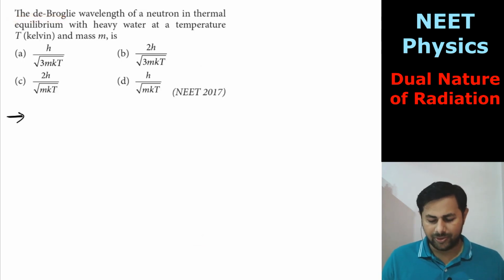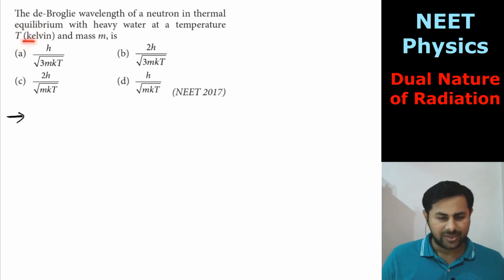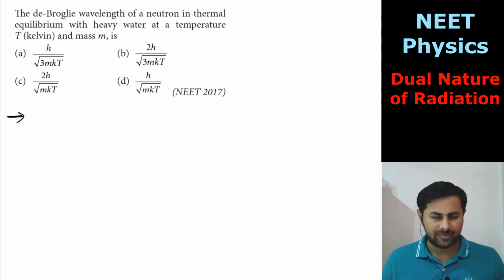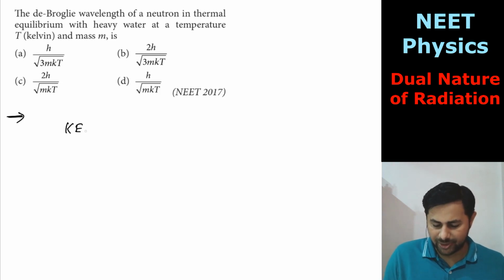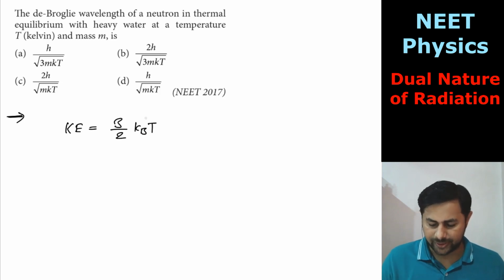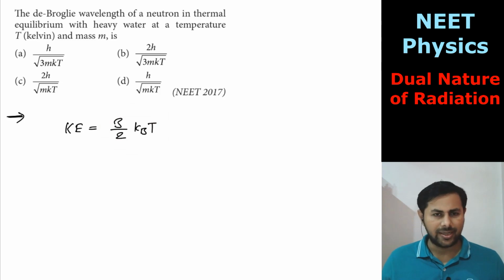So the de Broglie wavelength of a neutron in thermal equilibrium with heavy water at temperature T. It might be thermal equilibrium with heavy water or anything else, but the important thing is the temperature is T. Then you can treat a neutron like an atom. If you have a hydrogen atom and remove an electron from it, what remains is a neutron, right? So it's like an atom only. That neutron will have kinetic energy K equal to 3 by 2 kBT, where kB is the Boltzmann constant. We remember this from kinetic theory of gases. So this neutron is just like an atom.